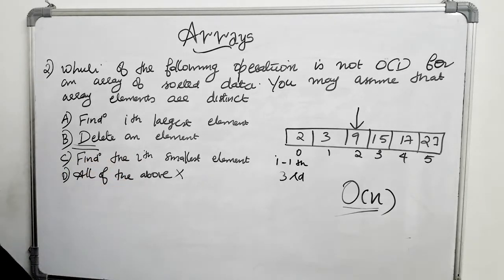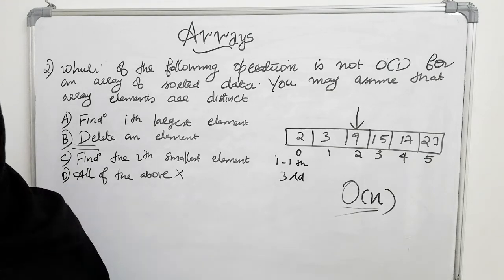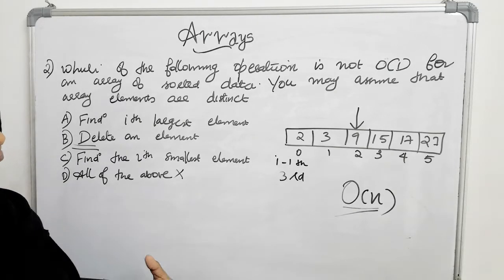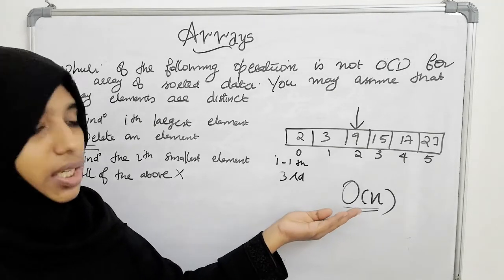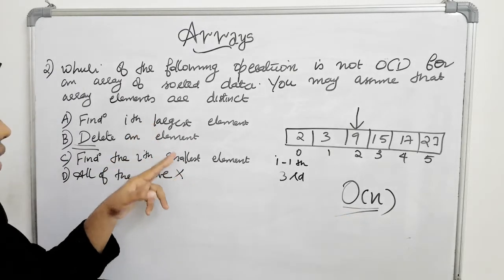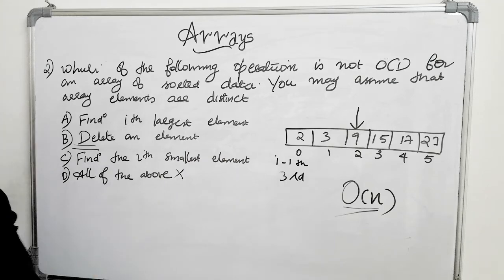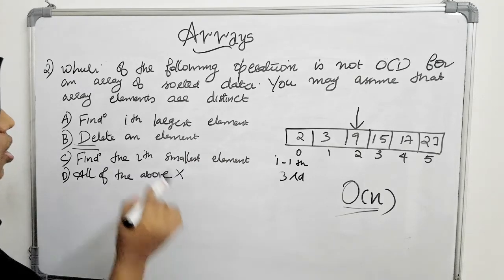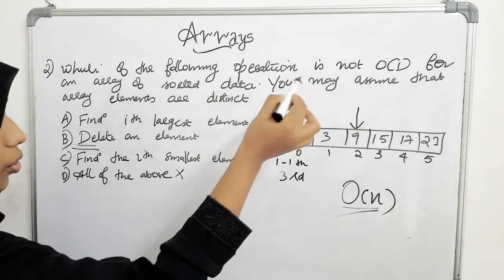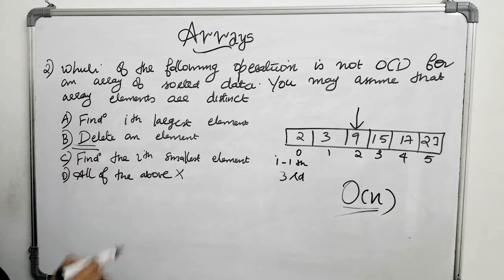But to delete an element you may need nearly n shift operations. So nearly n operations are required, so the complexity is order of n. But in these two cases you just need order of one operation, or a constant number of operations. So which of the following operations is not order of 1? That is, delete an element from a sorted array containing distinct elements.